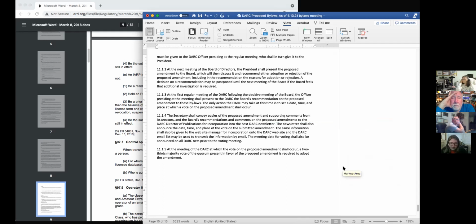11.1.5, at the meeting of the DARK at which the vote on the proposed amendment shall occur, a 2/3 majority vote of the quorum present in favor of the proposed amendment is required to adopt the amendment.